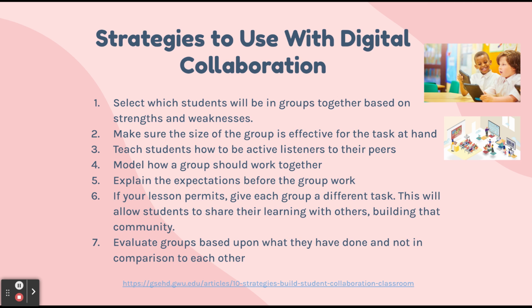Seven is to evaluate groups based upon what they have done and not in comparison to each other. This is a big one because it is important to look at that student alone and not just to group them in with the group that they are a part of, and to see how their learning is, not just compared to others. And you can do this by maybe having the group evaluate others and share how they feel like their peers contributed to the project, and then have them self evaluate, and also just from you observing the group as a whole.